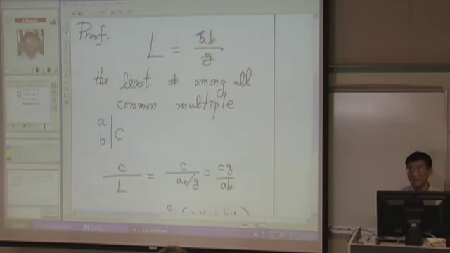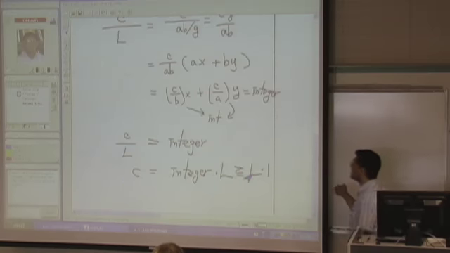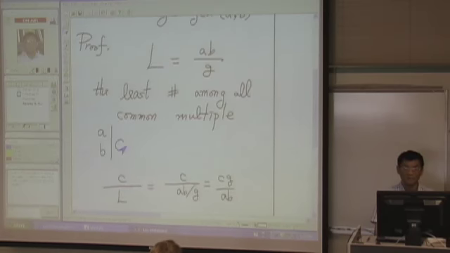And the only remaining thing that I couldn't show was whether it was the smallest or not. Do you follow me? And now I showed that it's the smallest. Why? Because C over L becomes an integer. And then, as you can see, C is positive, L is positive, so this integer is positive. And C is equal to integer times L, and a positive integer should be greater than or equal to 1. So C should be greater than or equal to L for any common multiple C, right?